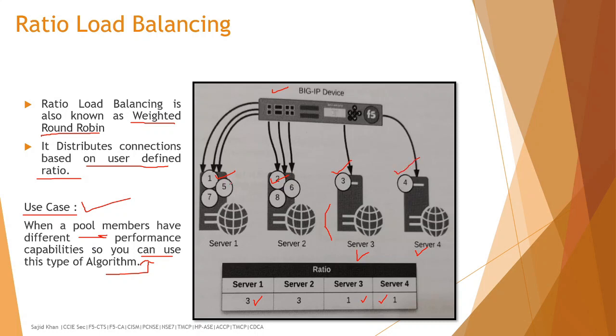When the fifth request comes, it will be forwarded to server 1 and server 2. Similarly, when the seventh request comes, it will be forwarded again to server 1, not to server 3 and server 4. And once the eighth request comes, it will be forwarded to server 2. So now, as per the ratio, server 1 and server 2 both have 3 requests. Now if the next request comes, it will be forwarded to server 3 and server 4. So this type of load balancing method is known as ratio load balancing method.